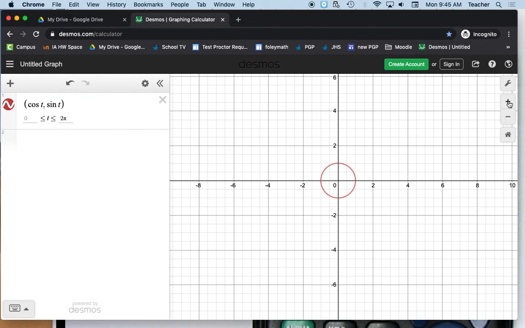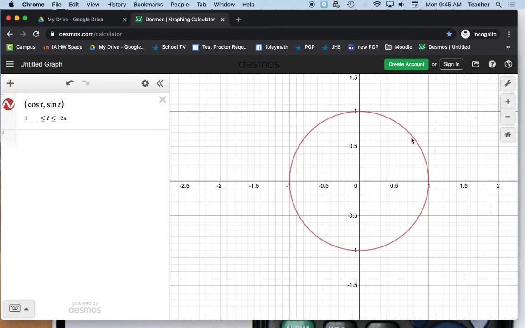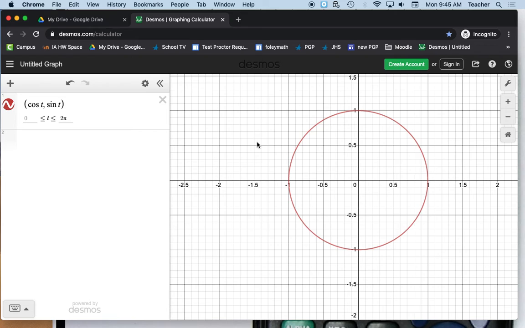You can't really trace on here like you can on the calculator. You can't really see what the coordinates of these points are, but you get a nice graph pretty quick and easy. All right, so have fun exploring and checking your answers with technology.